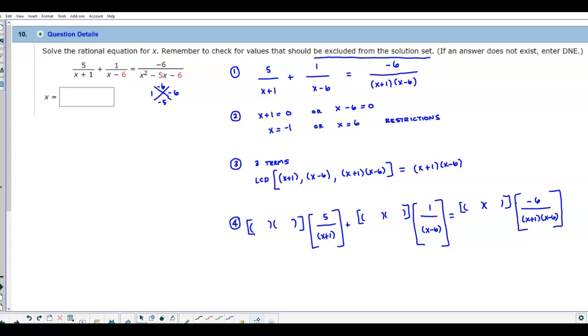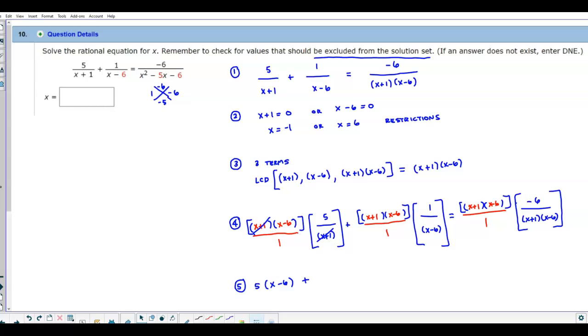Okay, now, as we recall, our LCD is x plus 1 times x minus 6, and that's all over 1. Now we want to be able to eliminate those denominators. So we can eliminate x plus 1 here. And so in step 5, we should have 5, and we're going to multiply that by x minus 6.